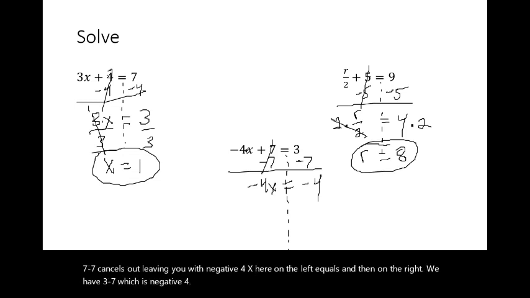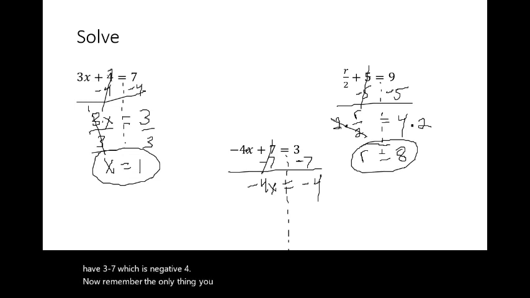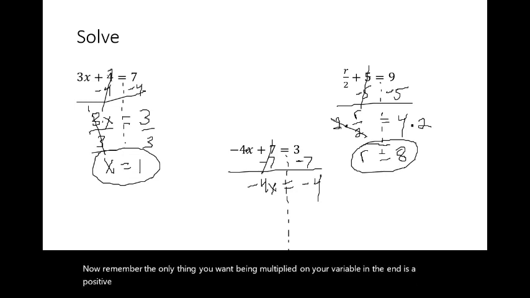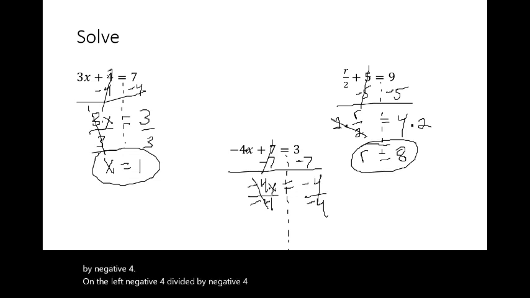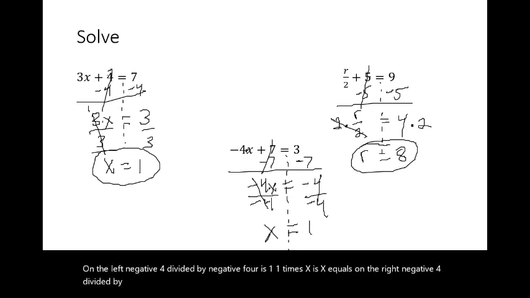Now remember, the only thing you want being multiplied on your variable in the end is a positive 1. So I'm going to get rid of this multiplication by negative 4 by dividing both sides by negative 4. On the left, negative 4 divided by negative 4 is 1. 1 times x is x, equals, on the right, negative 4 divided by negative 4 is positive 1. So x equals positive 1 is then your final answer.